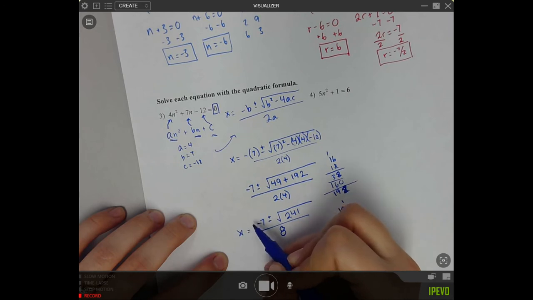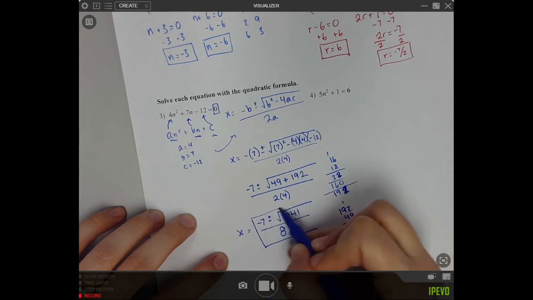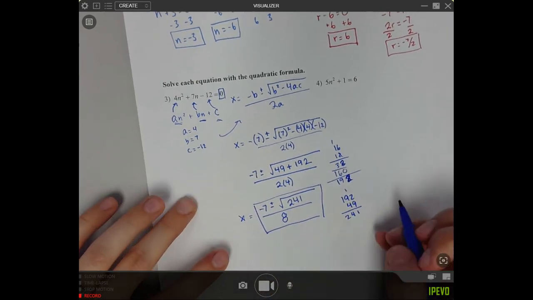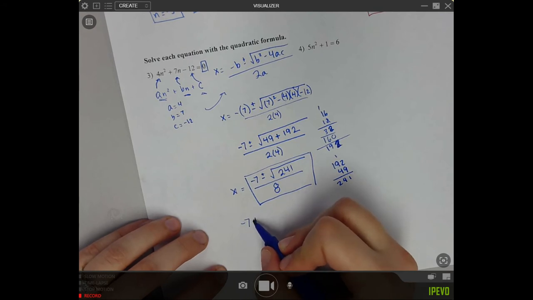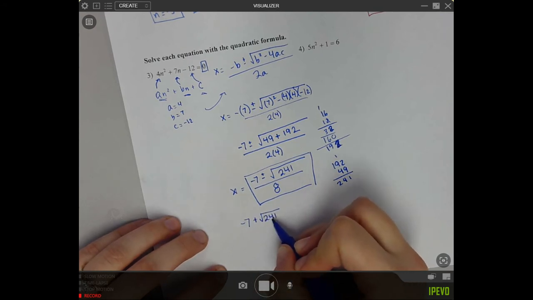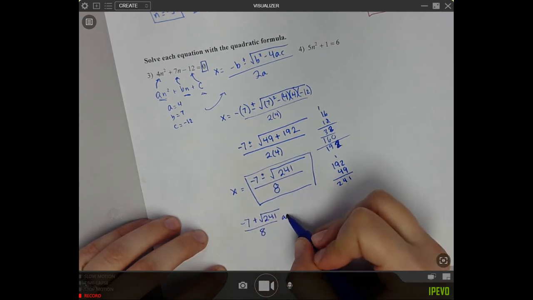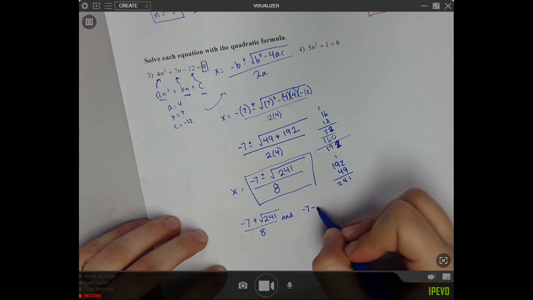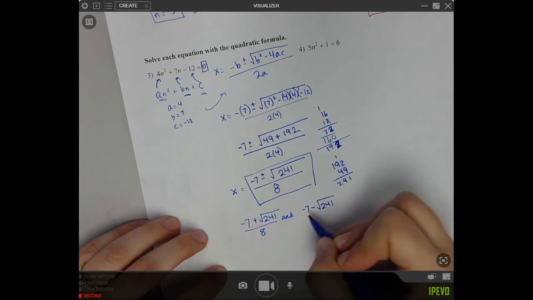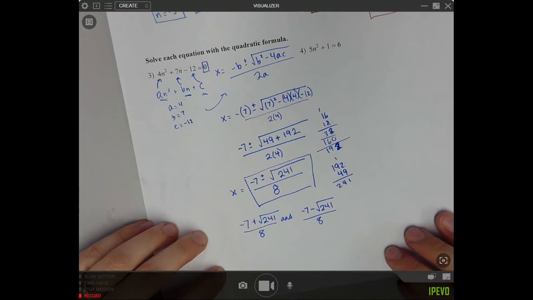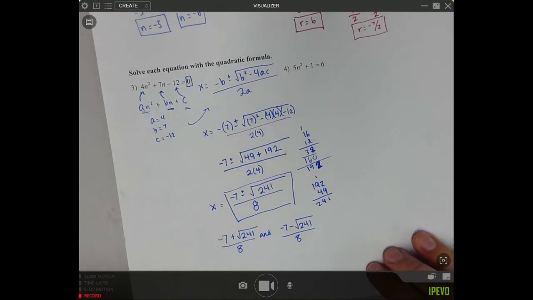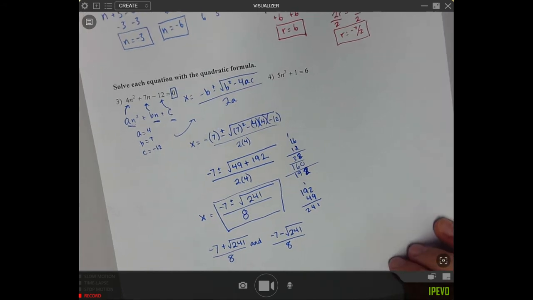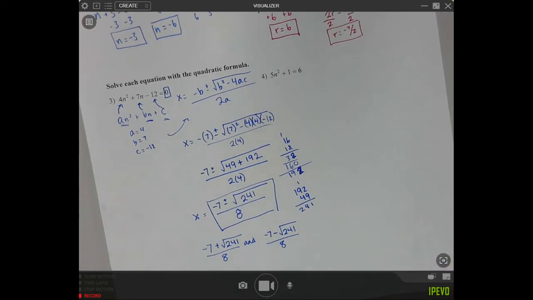So x equals, and remember, this is going to give us 2 answers. If we wrote this out, we would get negative 7 plus the square root of 241 over 8, and negative 7 minus the square root of 241 over 8. So oftentimes your quizzes or homeworks or exams are going to ask you for 2 answers, and that's what you're going to get. Amazing.